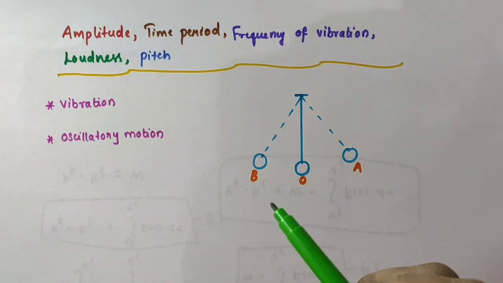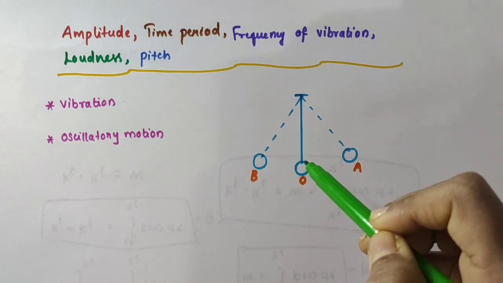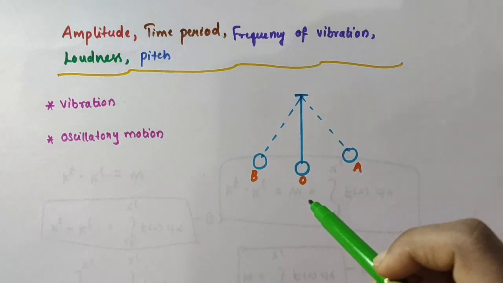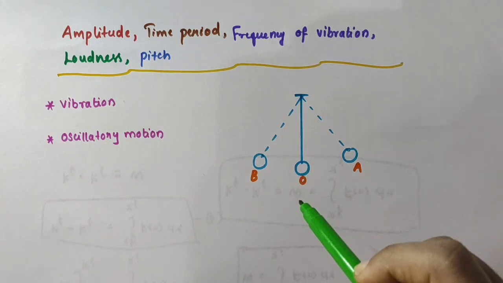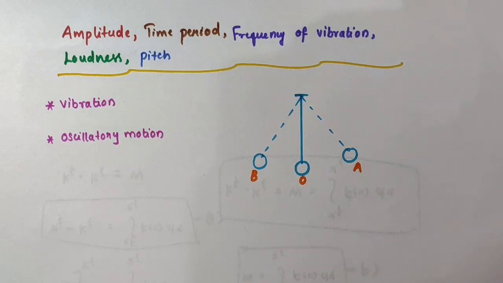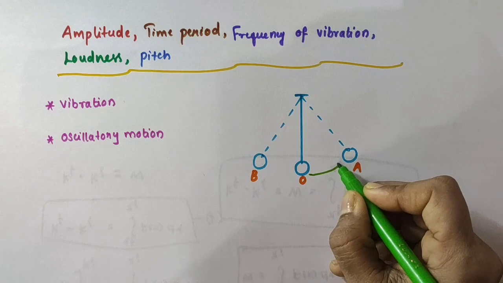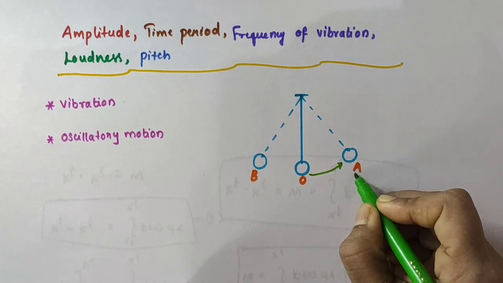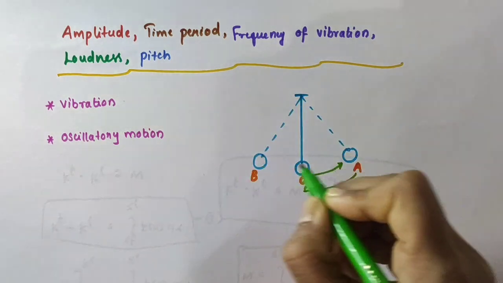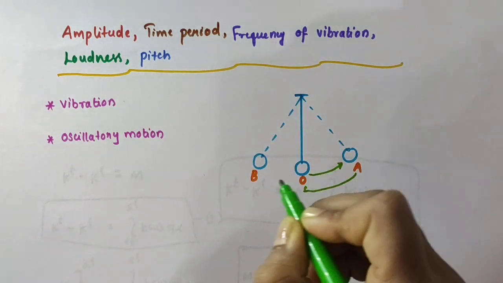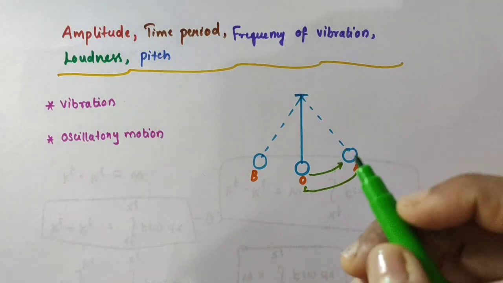For example, consider a string with a small bob attached to it. Let the bob be initially at this point O and let it start its motion from here. Let the bob move towards the point A first, then come back to O. It is oscillating like this, going forward and backward, like the pendulum bob of a clock. We are considering such a motion.